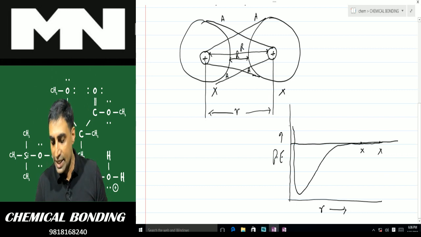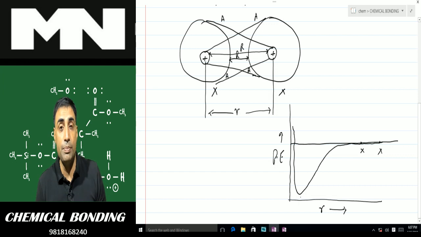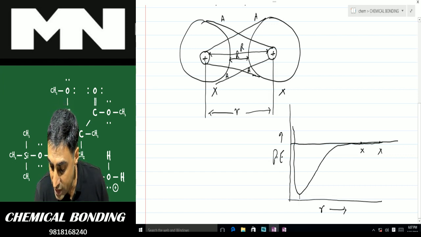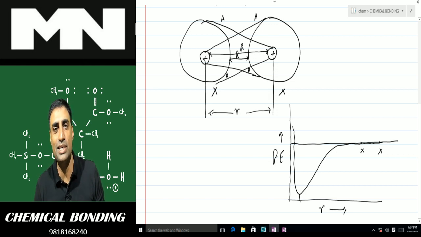Here you will see that as two atoms come closer to each other, attraction is developing and their energy is decreasing. This energy will reach a minimum value, and this is the distance where you have that minimum value of energy. Beyond this distance, if the two atoms come closer, they will start experiencing repulsion among themselves because their valence shell will start repelling.